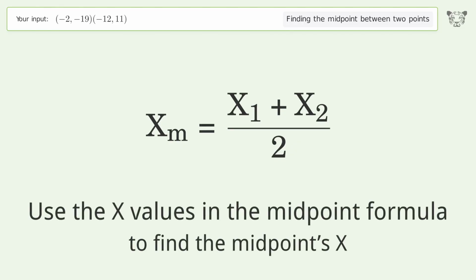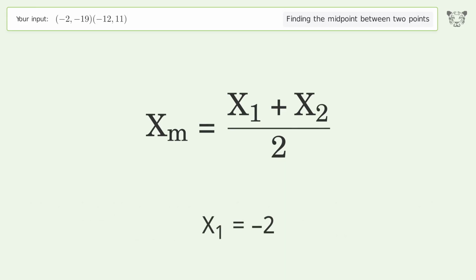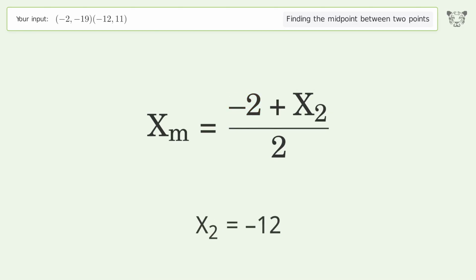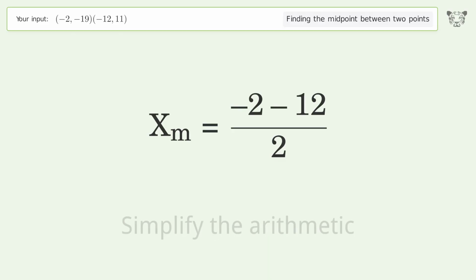Use the x values in the midpoint formula to find the midpoint's x. x1 equals -2. x2 equals -12. Simplify the arithmetic.